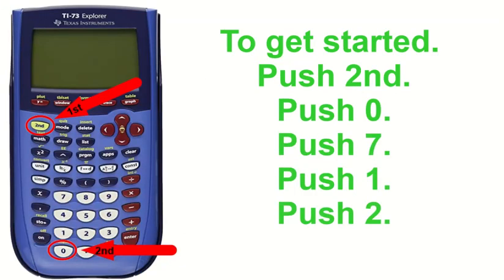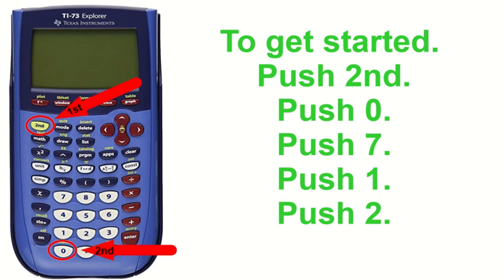So first thing we're going to do, obviously, I didn't put it up there, but turn on your calculator. Then you need to follow this order. You push second. It's the yellow button right there. What this is going to do is reset the calculator. So if anything was messed up on it, it's going to put it back to normal, okay?